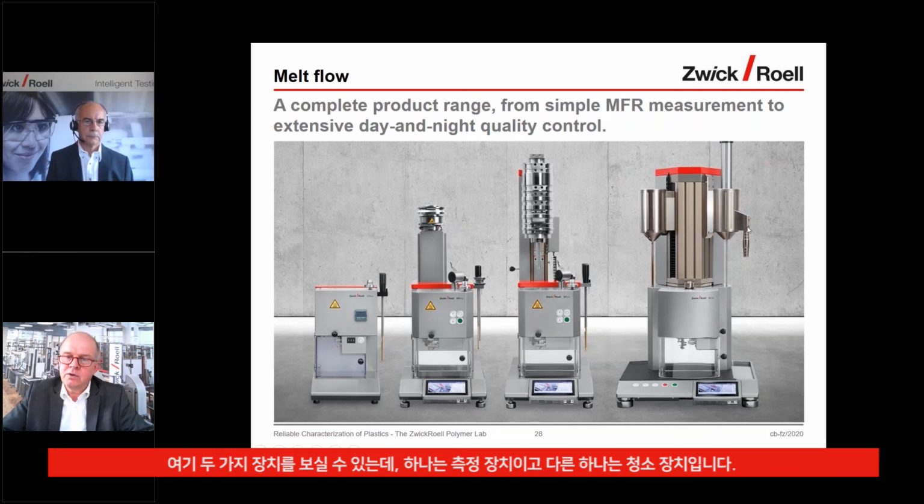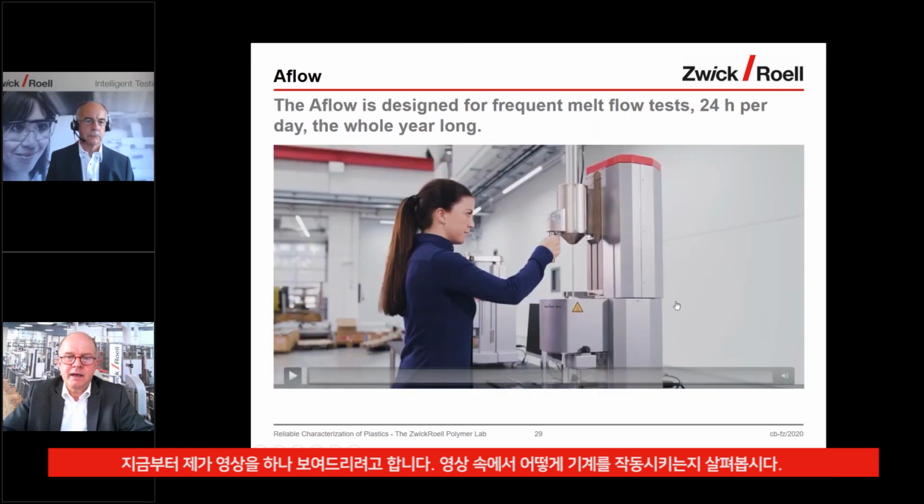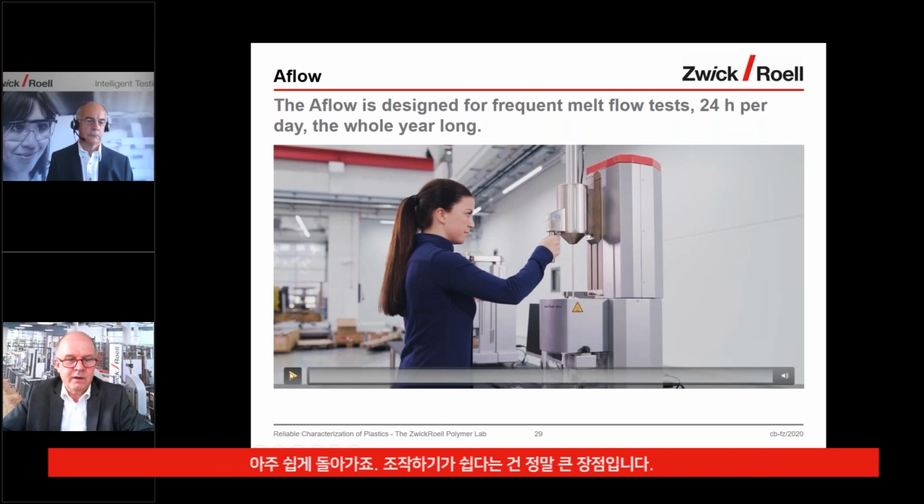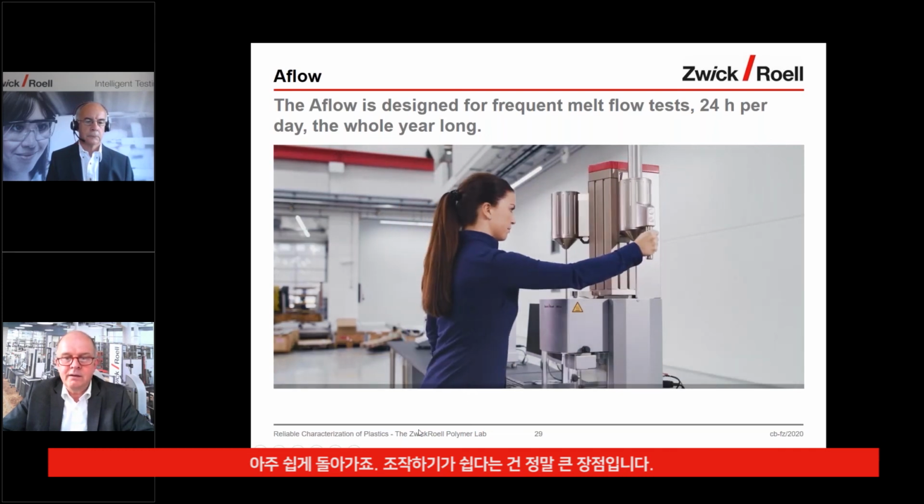And you see here two different units. One is the measurement unit, which is this one, and the other one is a cleaning unit. So we can also automate the cleaning. Let us have a little look at a video that I have here. It shows the lady how she operates the machine. So I just switch on the video and you will see how easy it is.